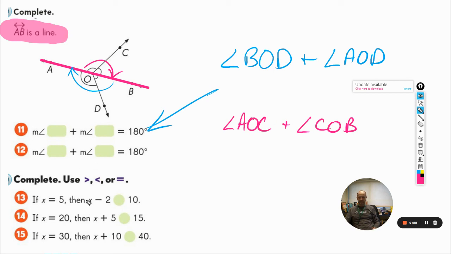Okay? If x is 5, then x minus 2 is less than 10. If x is 20, x plus 5 is greater than 15. If x is 30, then x plus 10 equals 40. Inequality, equation. I think that's it.